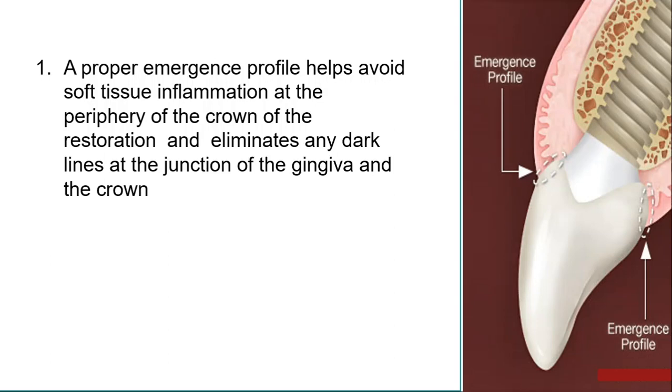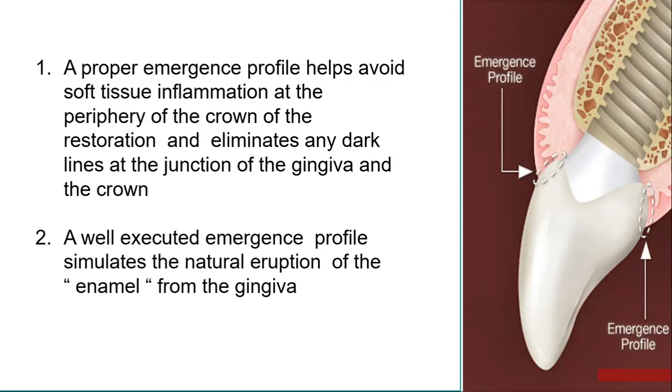But first and foremost, that emergence profile will address two issues. Number one, a good emergence profile of a natural tooth or a restoration is one that will avoid soft tissue inflammation around the periphery of the crown or the natural tooth. And a well-executed emergence profile must simulate the natural eruption of the enamel or porcelain that comes out from the gingiva. So when you're going to analyze your final restoration, you have to determine what kind of emergence profile it will have in the spot where you're going to move it.